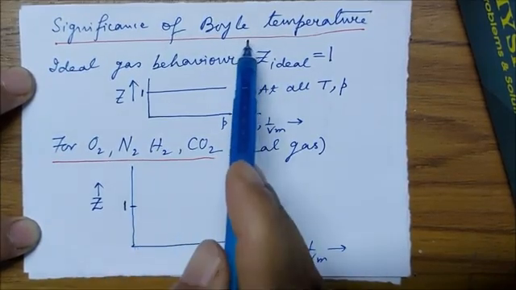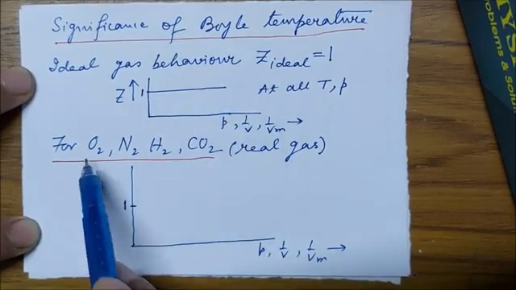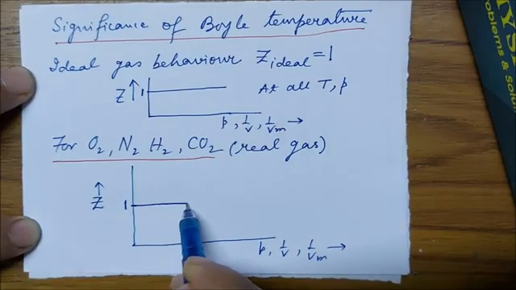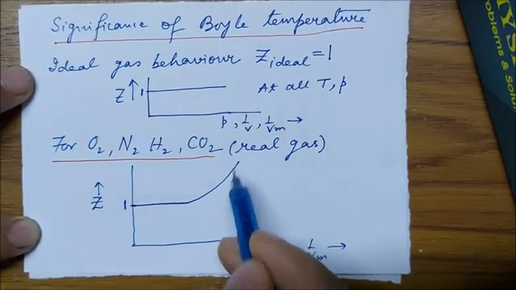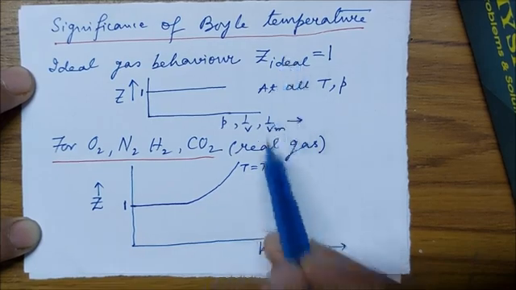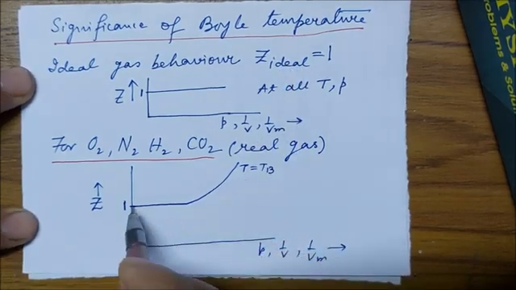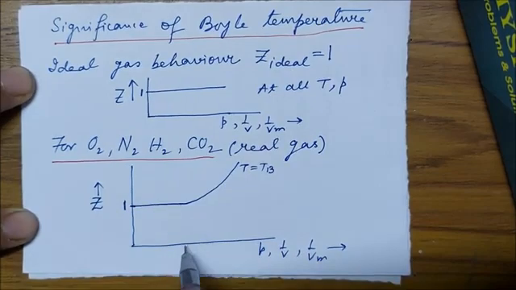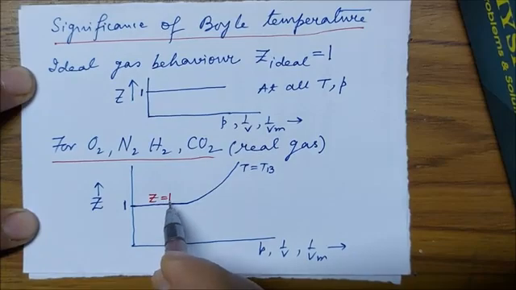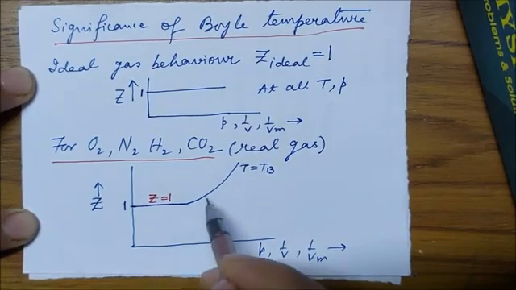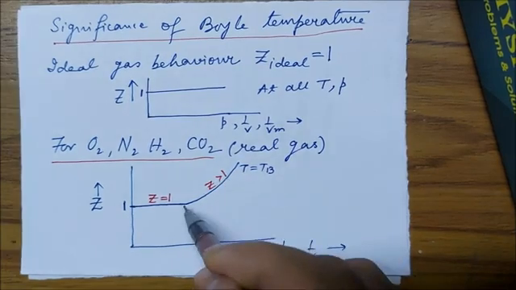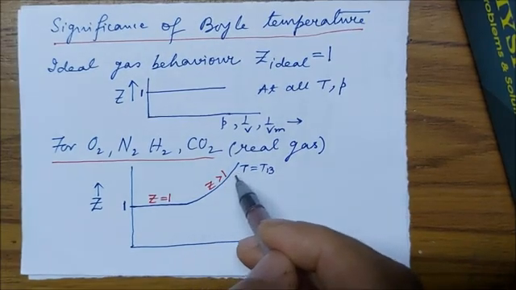At Boyle temperature, the compressibility factor for the real gases varies as follows. So this is how they vary at T equal to Tb, the Boyle temperature. Clearly, up to a certain range of pressure, the compressibility factor is 1, and at higher pressures, Z is greater than 1 as the curve turns over and moves up.